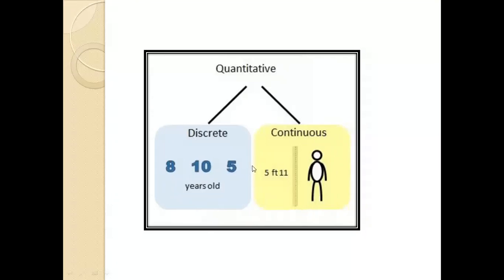Another diagram is 5 feet 11 inch. So it is continuous because it is a real number, like we also call 5 feet 11 inch 5.11 feet. That's why it is an example of continuous data. Means continuous data takes real numbers and discrete data takes whole numbers.